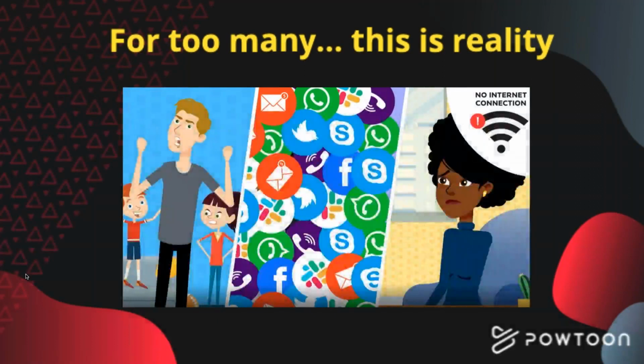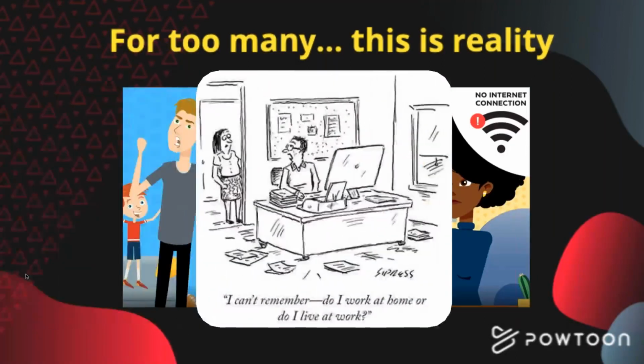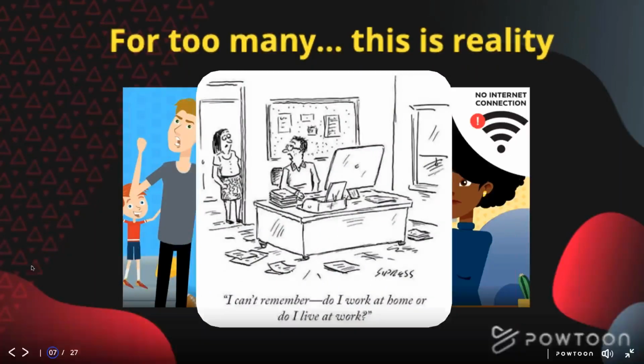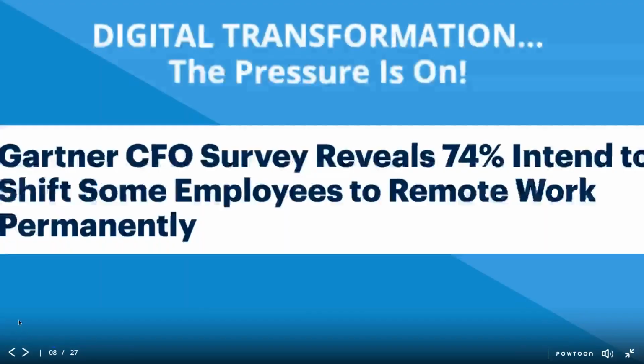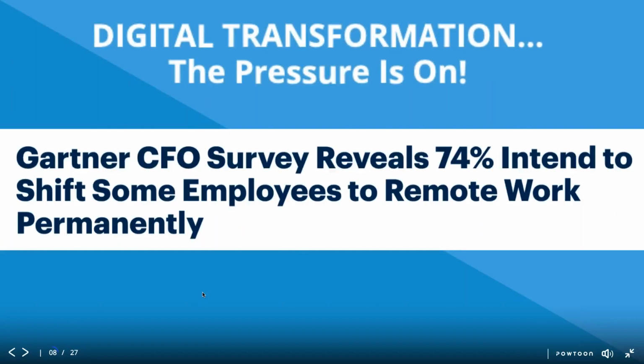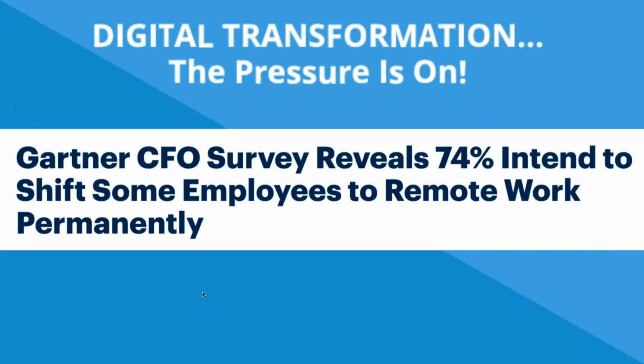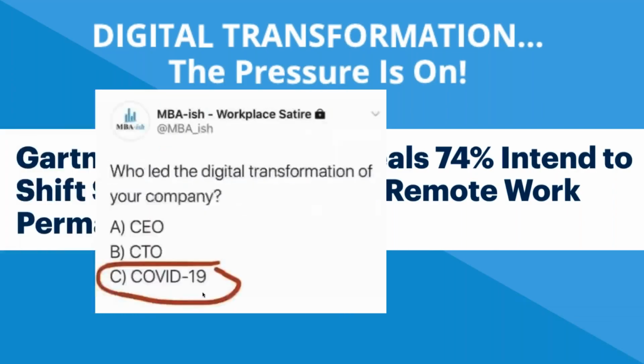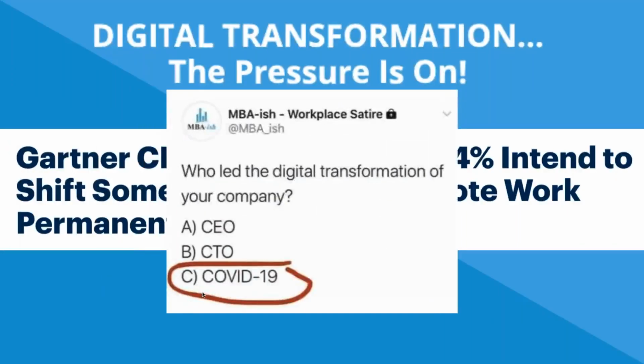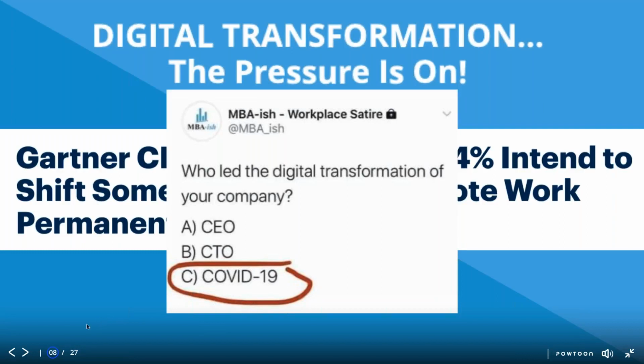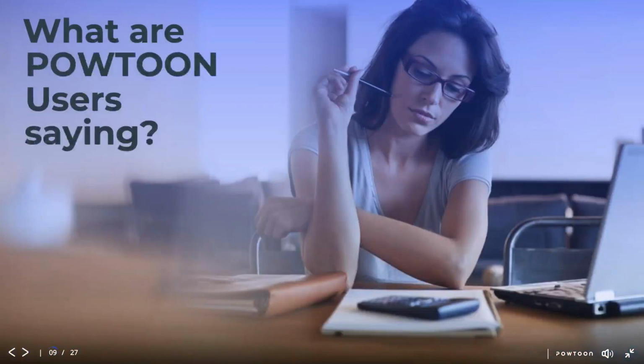So if you're not struggling with your internet, if you're not drowning in notifications or being distracted by your kids or failing to remember whether you work at home or live at work, this remote working thing is proving to be a challenge for many people. Oh, and by the way, digital transformation, the pressure is on. Gartner has revealed CFOs, 74% intend to shift some employees to remote work permanently. And all of a sudden, it kind of seems like it's coronavirus that's really pushing forward digital transformation in companies around the world.